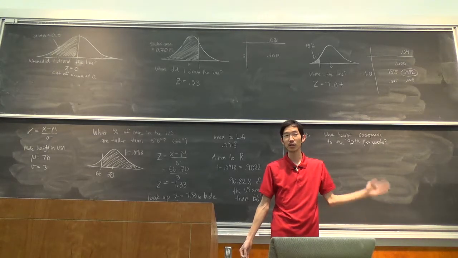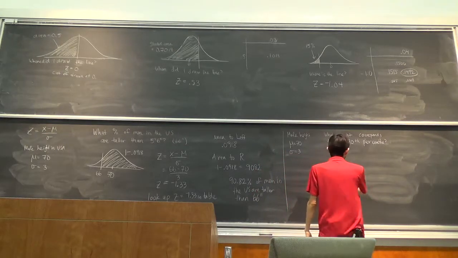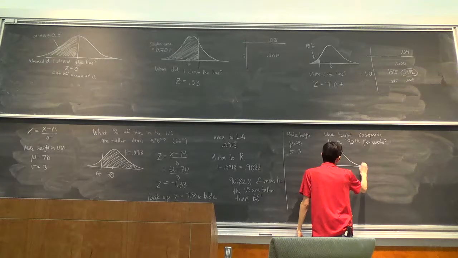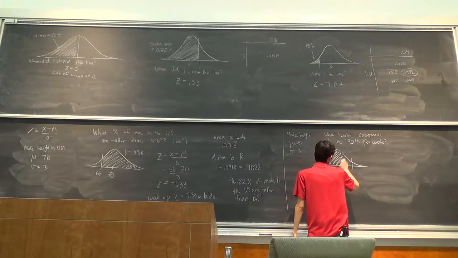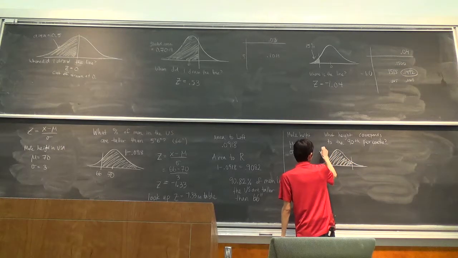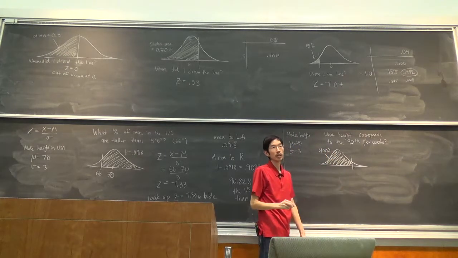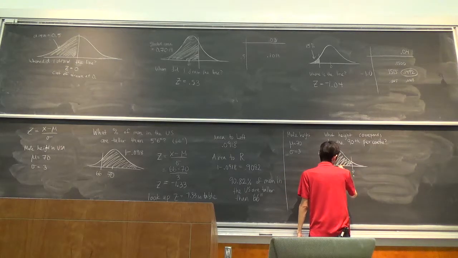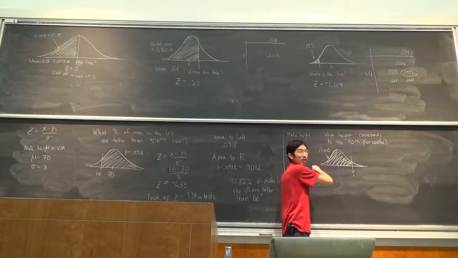All right, so in this case, we're working the other direction. I'll get you guys started here. What I'm giving you is the area. I'm saying this area is equal to 90%, 0.9000. And I want to know what is the height that will give me 90%?